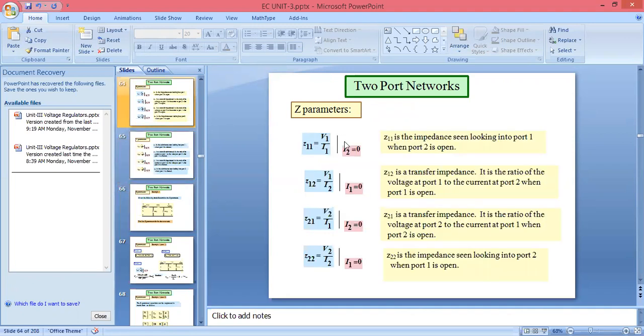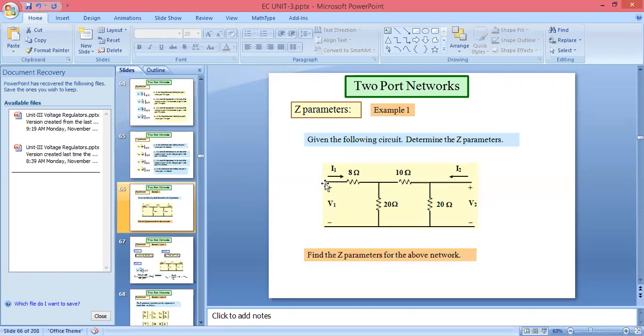Z11 equal to V1 upon I1 when we are considering I2 equal to 0 ampere. By using these equations, you will get the values for all the Z parameters. But here, instead of one resistance, they have given lots of resistance. Instead of one resistance at input and one resistance at output, they are given 4. We are supposed to calculate.